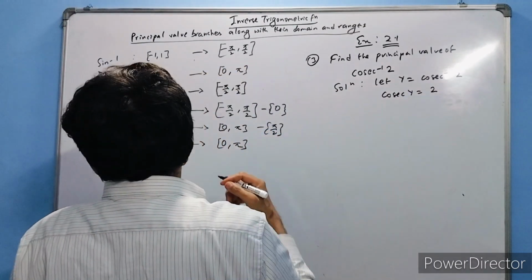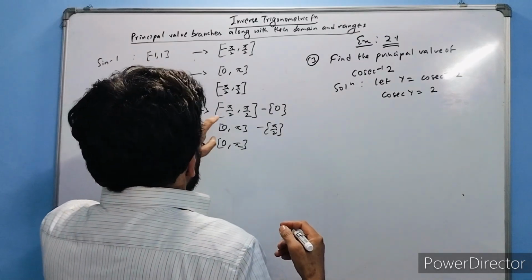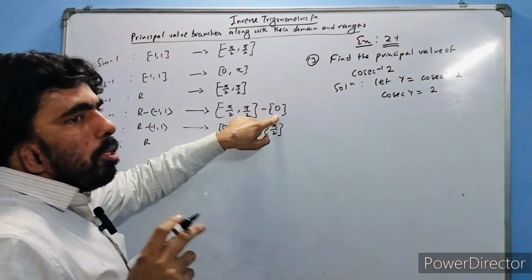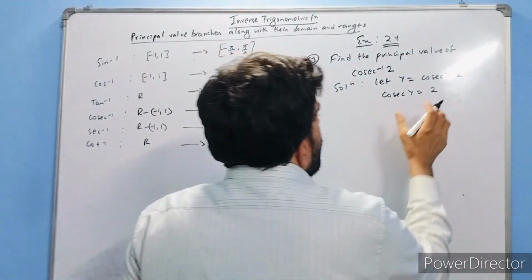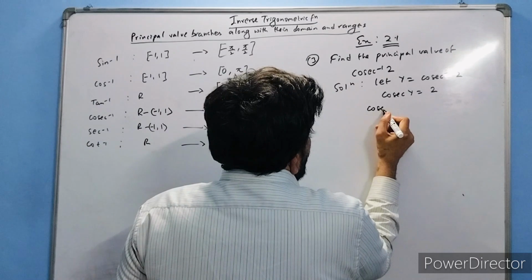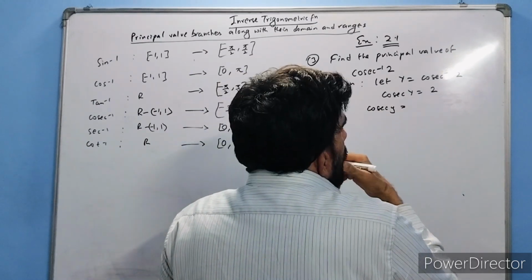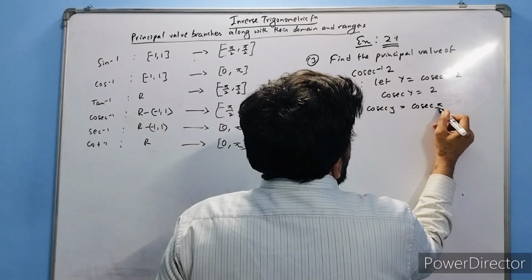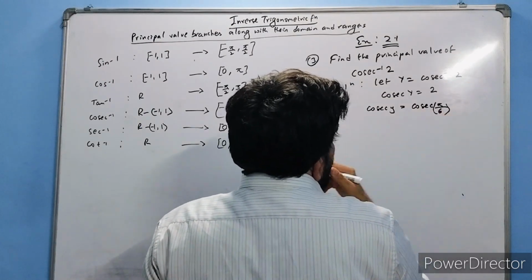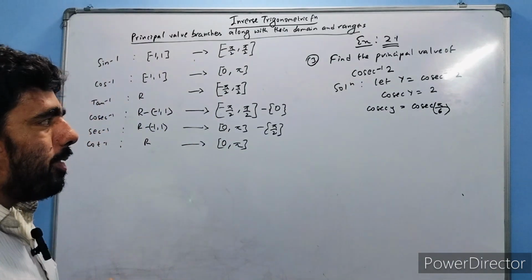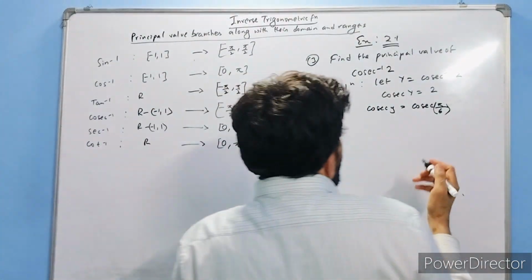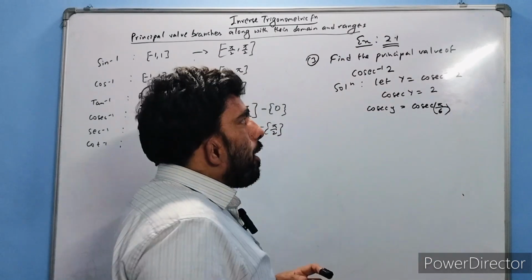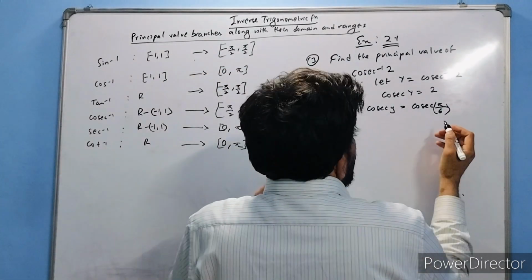We know that the cosec inverse domain will be minus pi by 2 to pi by 2, but it does not include 0. So we have cosec y is equal to 2. So we have cosec y is equal to cosec pi upon 6, cosec 30. Now because we know sine 30 is half, so cosec 30 will be 2.